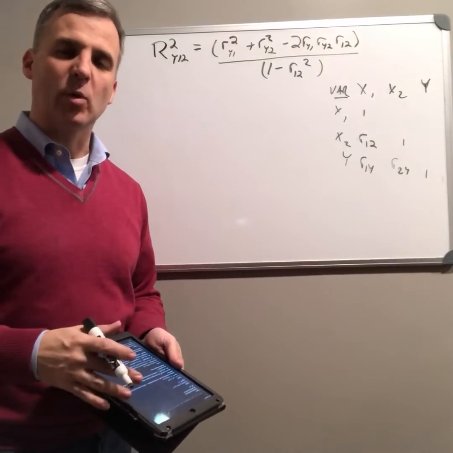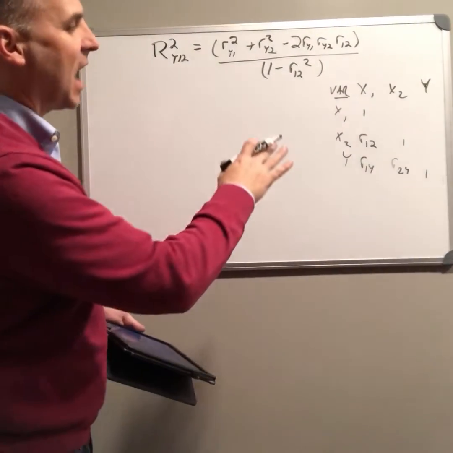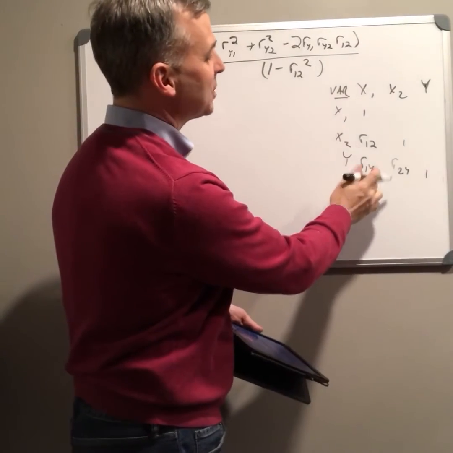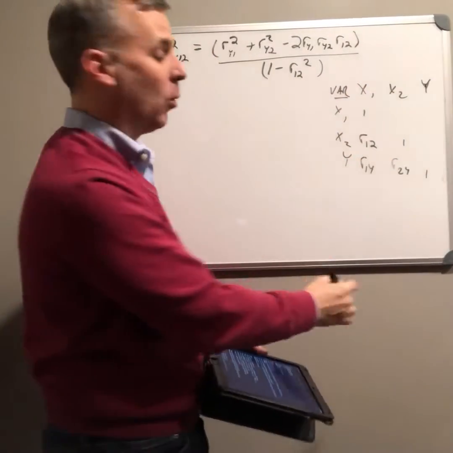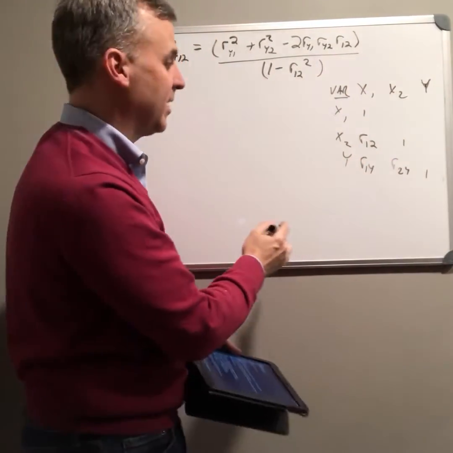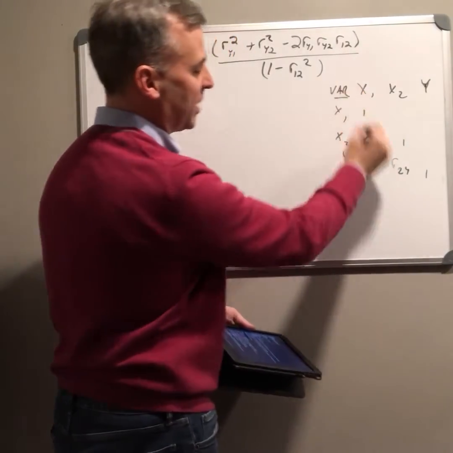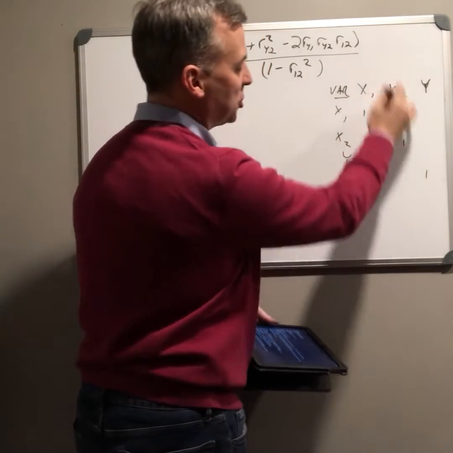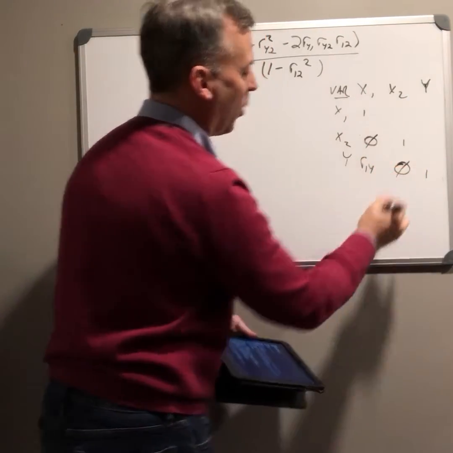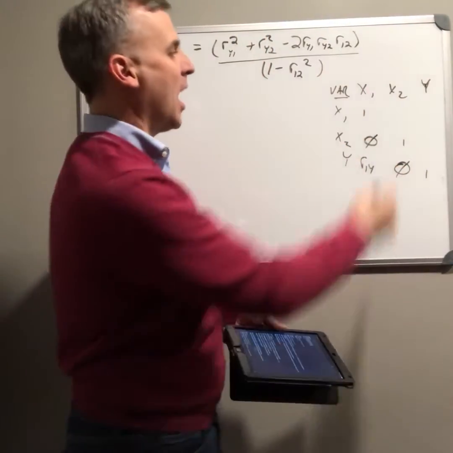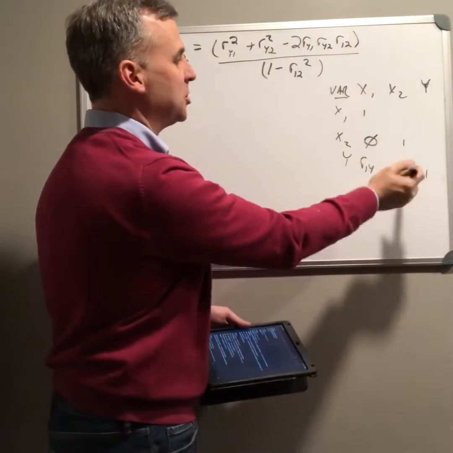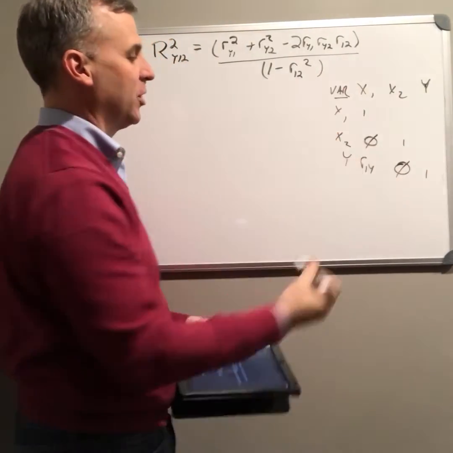Now let's look at a slightly more interesting case. This time, we're going to say that there is a relationship between x1 and y. So we're going to hold r1,y right there. But we're going to again say that there's no relationship between x1 and x2, and no relationship between x2 and y. So x1 predicts y, x2 does not, there's no relationship there, and x1 and x2 are independent of each other.